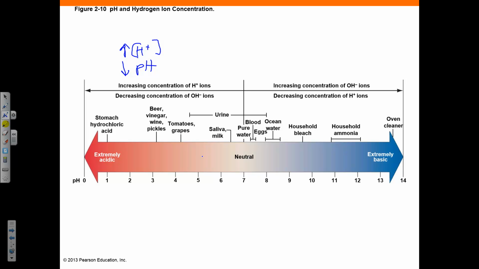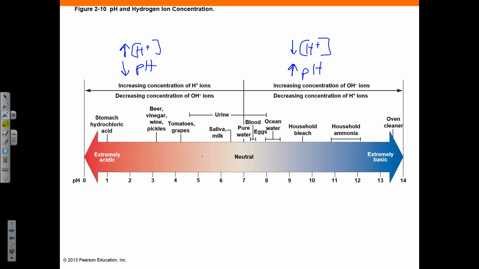On the alternate side of that, if we have an increase in pH, as pH goes up, we will find that the concentration of hydrogen ions will go down. Again, this is known as an inverse relationship. When one goes up, the other will go down. In this case, when the concentration of hydrogen ions goes up, the level of pH will go down, and vice versa.